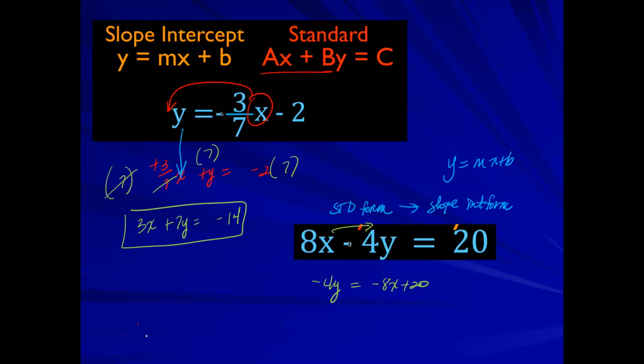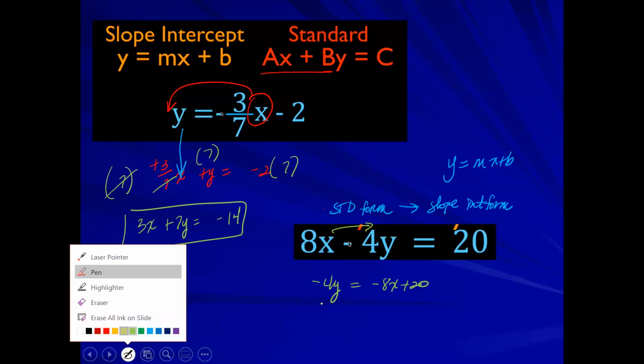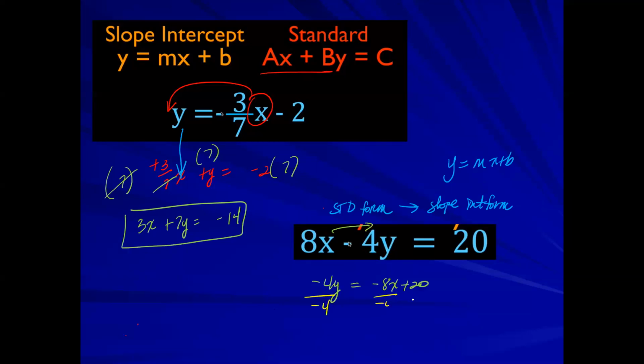Then after that, I want to divide it by the negative 4 on everything. So I have y is equal to positive 2x minus 5. And that will be my slope-intercept form. So you just need to make sure you know how to do this interchangeably.